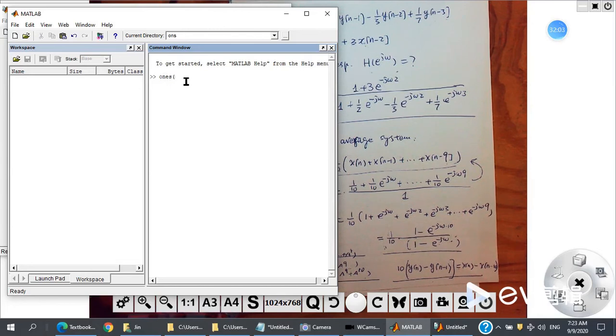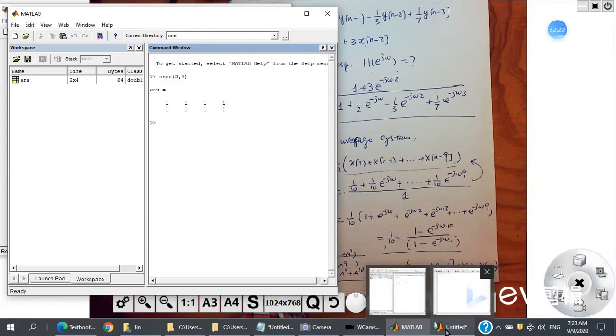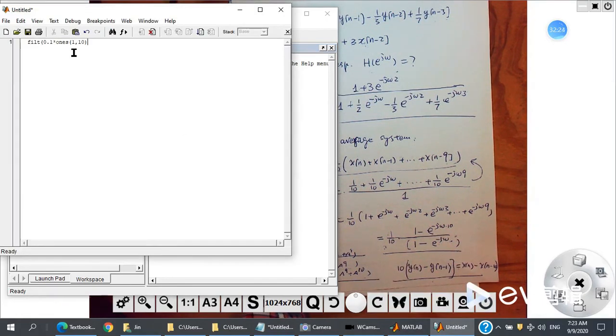Ones of 2 and 4. This will give us a matrix with size 2 and 4: 2 rows, 4 columns, and all the elements are 1. You see? Yeah, this is 1. Alright. So now I want 1 row and 10 columns. So this gives us 10 ones.